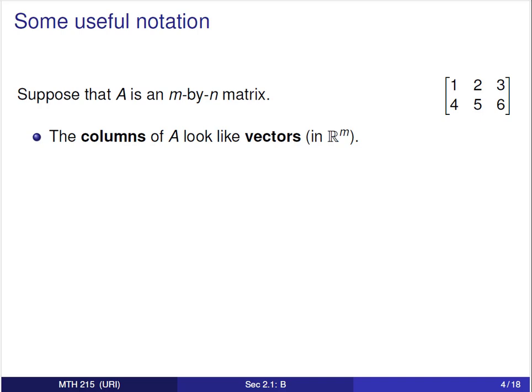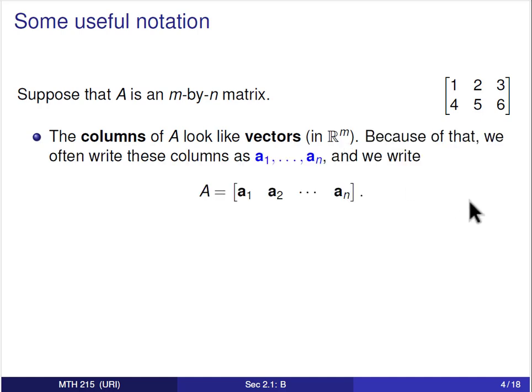All right, so before we jump into how to multiply two matrices, we're going to talk about some notation that will help along the way. Let's suppose, to begin with, that A is just any matrix with m rows and n columns, like this matrix, for example. If you were to take a look at just a single column of the matrix A, it looks like a vector, right? 1, 4, 2, 5, 3, 6, these could be vectors in R2 because there are two rows. So in general, if you have m rows, the columns of A look like vectors from Rm.